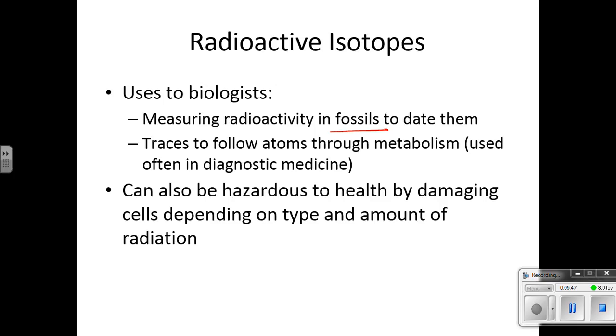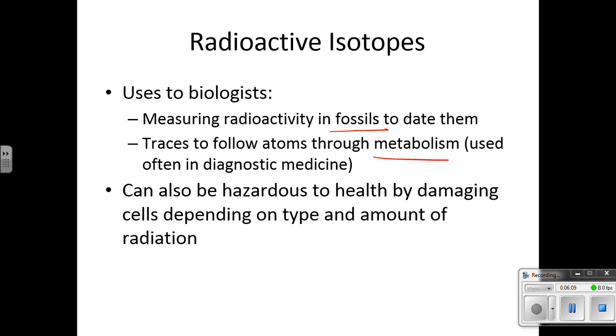We can also administer radioactive isotopes to people or animals, and we can trace the atoms because it will attach and fluoresce, and we can trace those atoms through the body. Particularly, this works well in metabolism and diagnostic medicine because you can see those radioactive isotopes upon imaging.